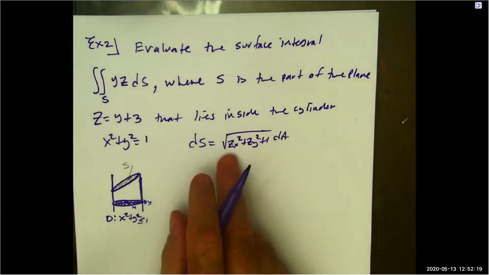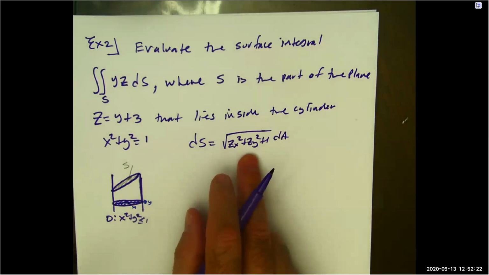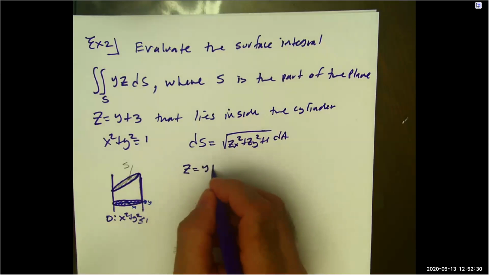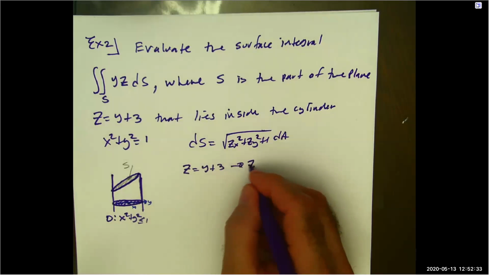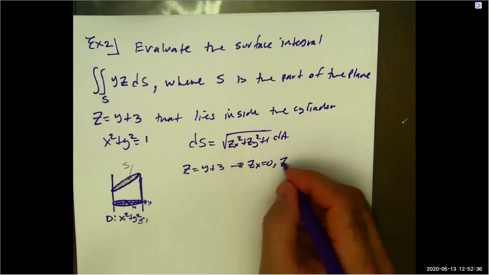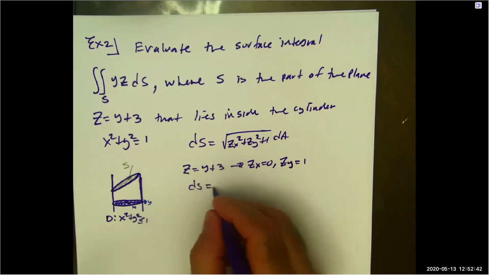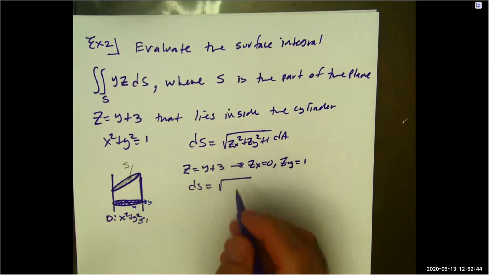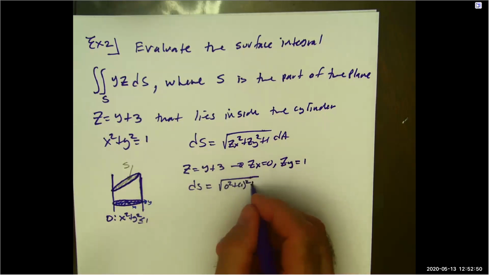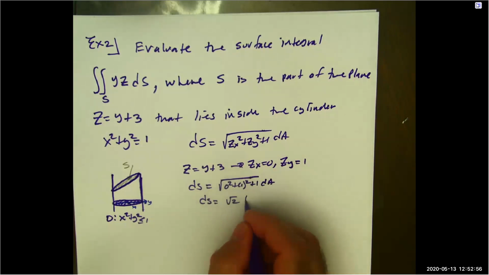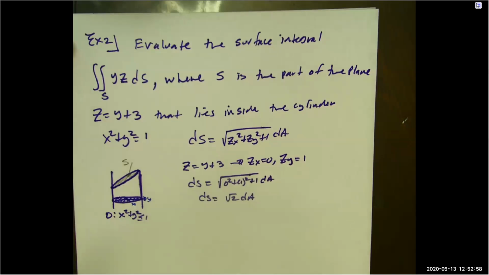And then once you transform it, this becomes just a regular double integral. And so now our surface, our z is equal to y plus 3. So what that means is that z_x is equal to 0 and z_y is equal to 1. And so then dS is going to be equal to, according to this formula, the square root of 0 squared plus 1 squared plus 1 dA. And so dS is just equal to root 2 dA.